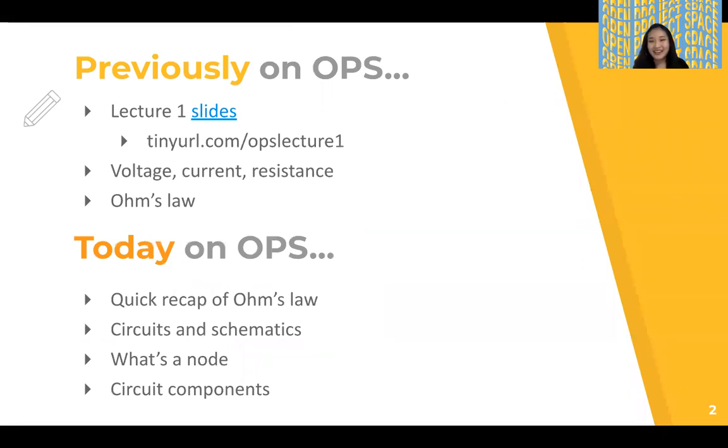All right, so if you were here last week or a week and a half ago for our first lecture, you will remember that we went over voltage, current, resistance, some of the basics in building circuits, and we talked about Ohm's law. Today we're going to review Ohm's law because that's going to be very important for your first project. Then we're going to go into a bit about circuits and schematics, talk a little bit about what a node is, and then talk about some of the different components you'll find when building your circuits.